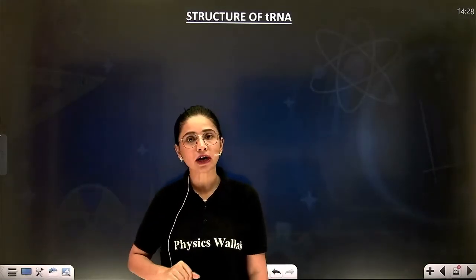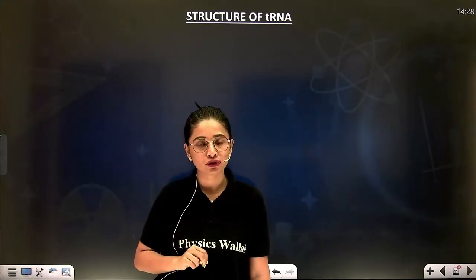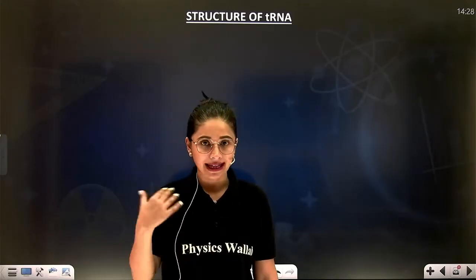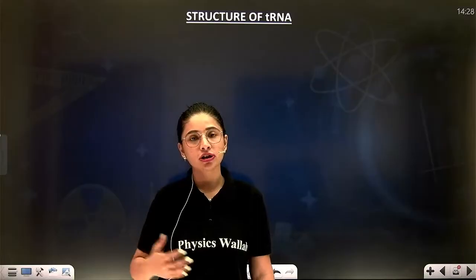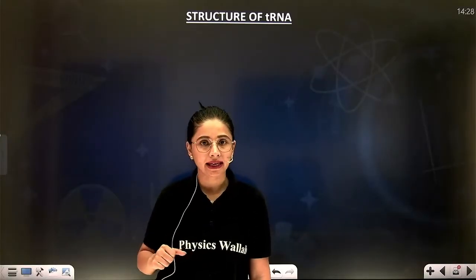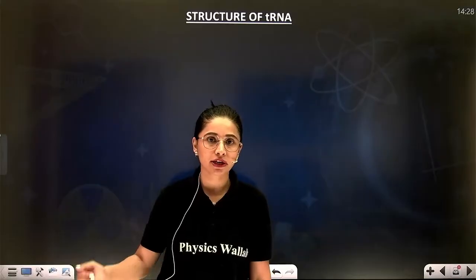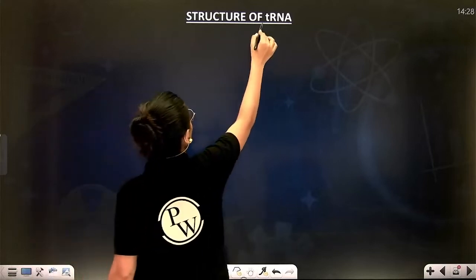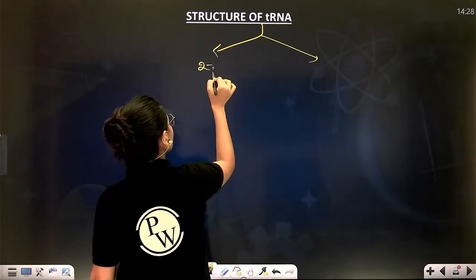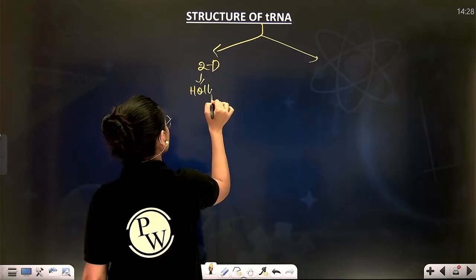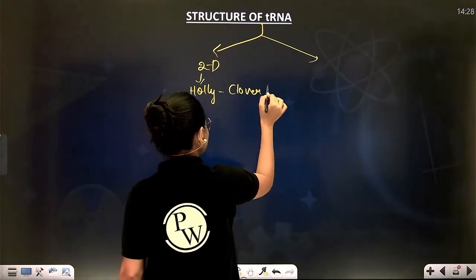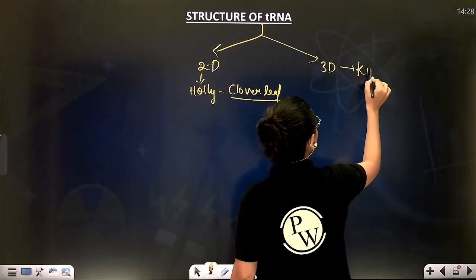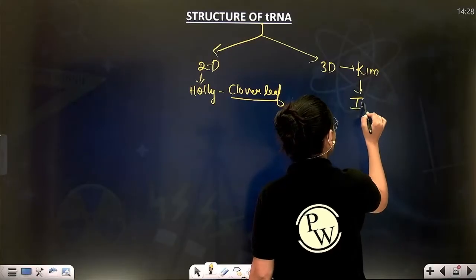First thing. Now, two structures of tRNA were proposed. One is a two-dimensional structure which was given by the scientist Holley. That structure is there in your syllabus. And another structure is three-dimensional, proposed by Kim. Three-dimensional is an inverted L shape. Two-dimensional is clover leaf-like. So this clover leaf-like structure we have to study. Two structures: 2D by Holley, which is clover leaf-like. This is in your syllabus. Otherwise, the three-dimensional structure was given by the scientist Kim, which is inverted L-shaped.